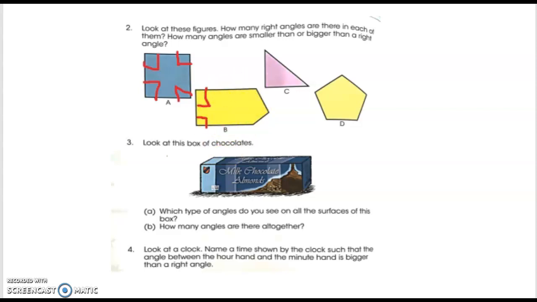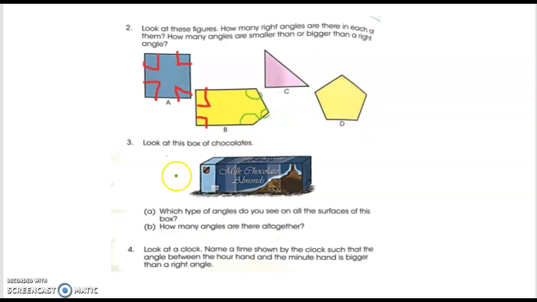Now I'll take green to indicate angles which are more than a right angle. So more than 90 degrees. So this angle is more, this angle will be more, and this angle also will be more than 90 degrees. Okay, I hope you can identify 90 degrees and angles which are bigger and smaller than 90 degrees in these two figures.